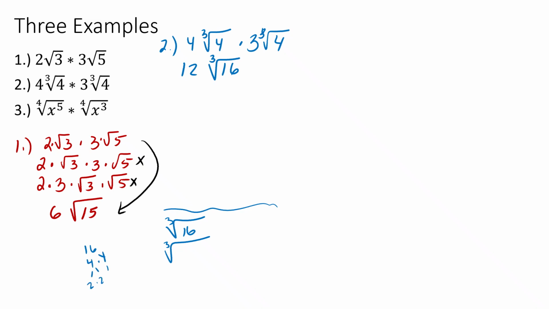And each of those 4s factors into 2 2s. So we have 2 times 2 times 2, you get it. And we're looking for a group of 3 because that is a cube root. And so that would be 2 cube root 2. So up here we have 12 times 2 cube root 2. And then 2 times 12 is 24. So that ends up being 24 times the cube root of 2.